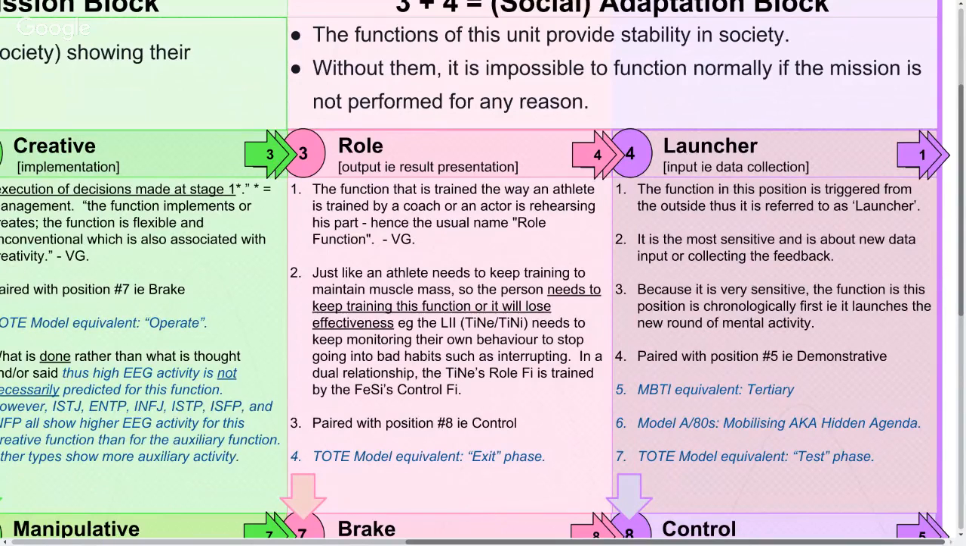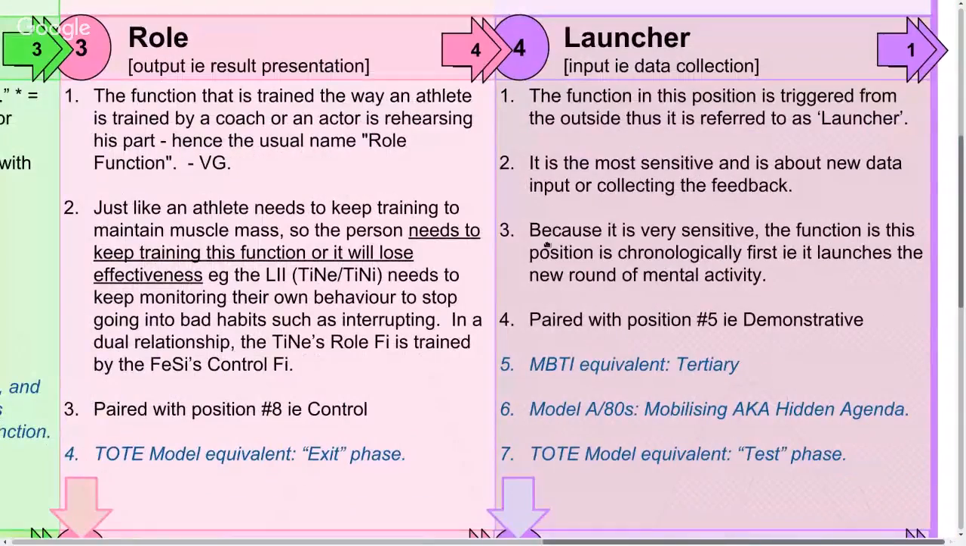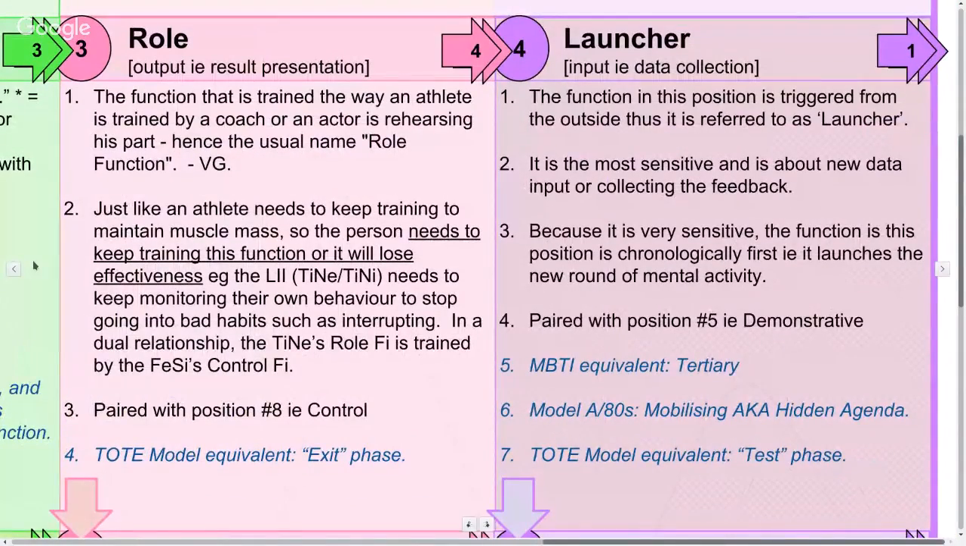So if you're going through the TOTE model in chronological order, we're going to zoom in here. So these two are working together. Right, role function. The function that is trained the way an athlete is trained by a coach or an actor is rehearsing his part. Hence the usual name role function. Just like an athlete needs to keep training to maintain muscle mass, so the person needs to keep training this function or he'll lose effectiveness. E.g., the L.I.I. needs to keep monitoring their own behavior to stop going into bad habits such as interrupting.